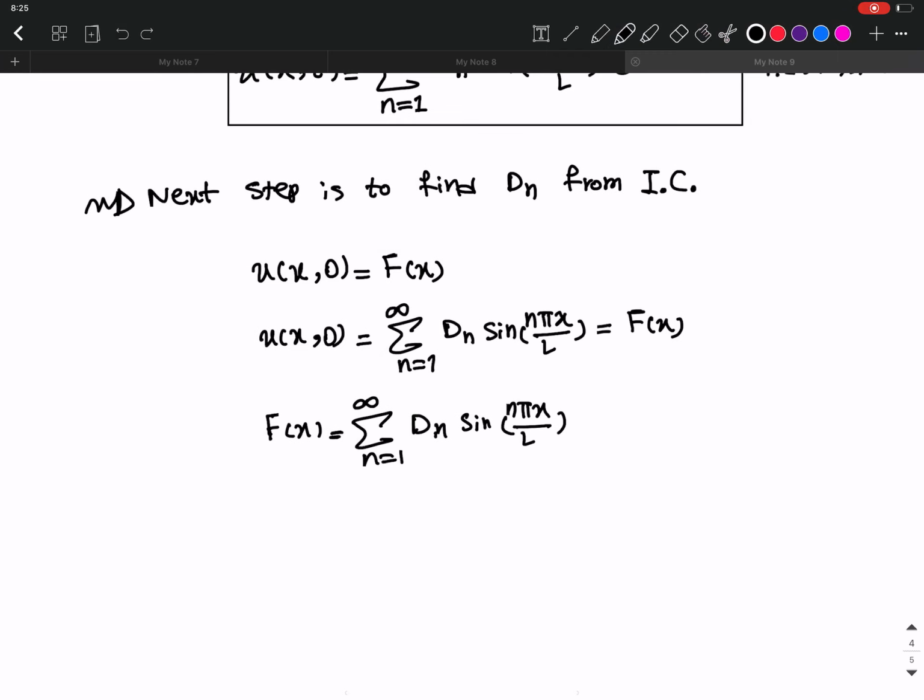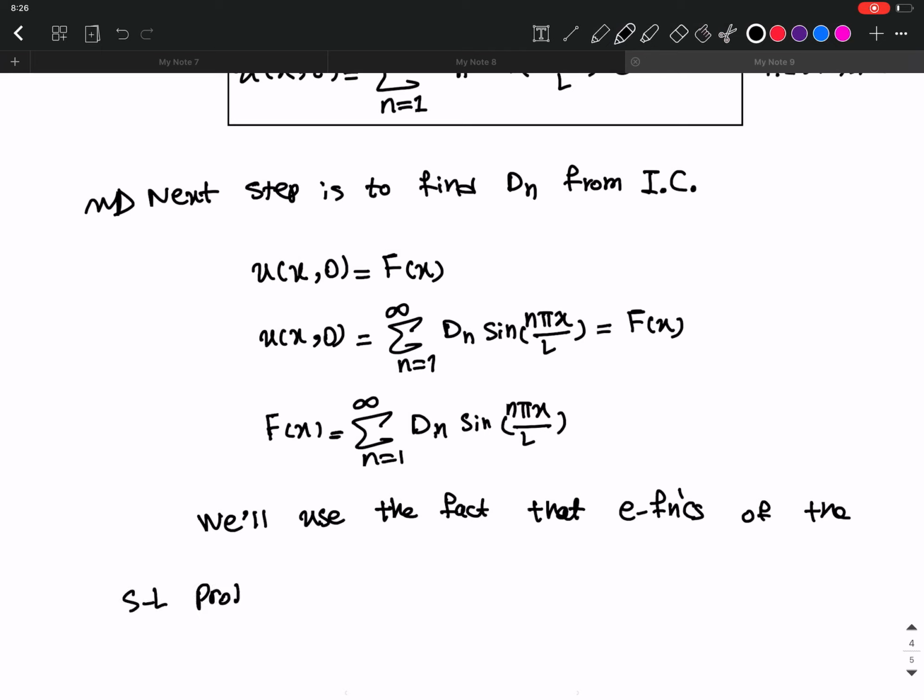So the trick that we are going to use is from the Sturm-Liouville problem, and we will use the fact that the eigenfunctions of the Sturm-Liouville problem form an orthogonal set.